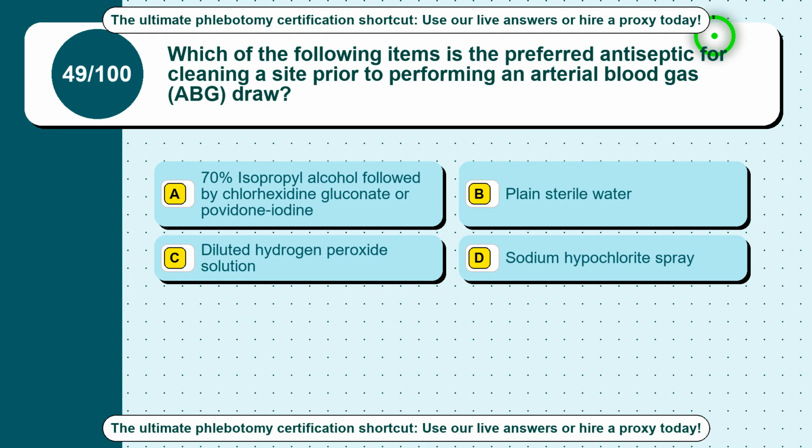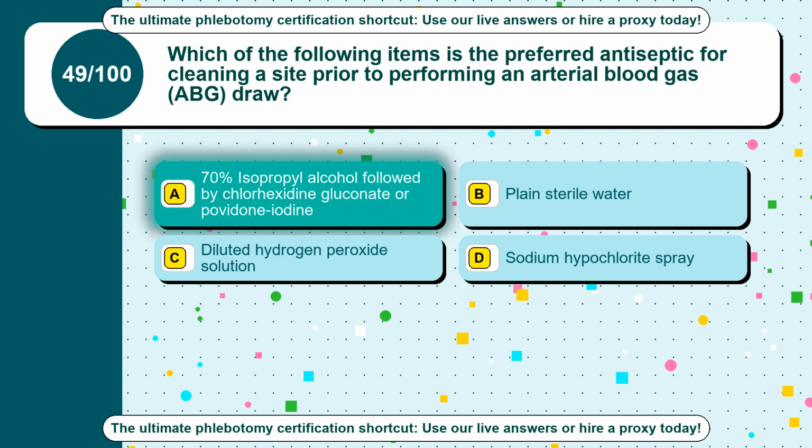Question 49. Which of the following items is the preferred antiseptic for cleaning a site prior to performing an arterial blood gas, ABG, draw? Option A, 70% isopropyl alcohol followed by chlorhexidine gluconate or povidone iodine. Option B, plain sterile water. Option C, diluted hydrogen peroxide solution. Option D, sodium hypochlorite spray. The correct answer is option A, 70% isopropyl alcohol followed by chlorhexidine gluconate or povidone iodine.